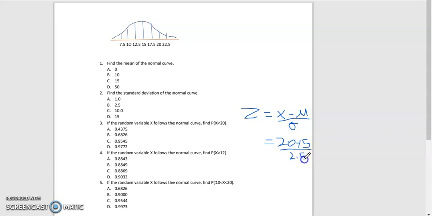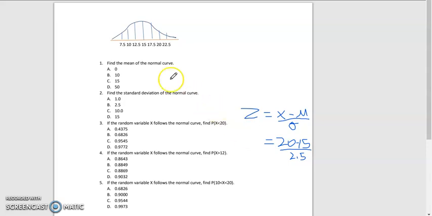So calculate that and see, 20 minus 15 is what? 5, right? Divided by 2.5. When you do that, what do you get? You get 2, right? So meaning your z is 2 now. And what this means is that you should find the area less than 2. And area less than 2 means area to the left of 2.